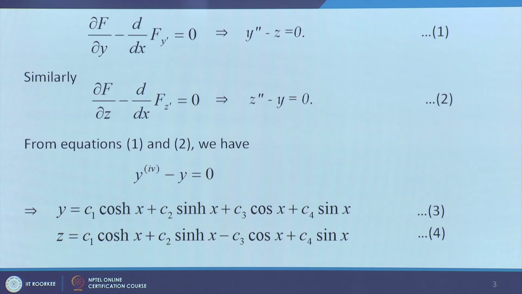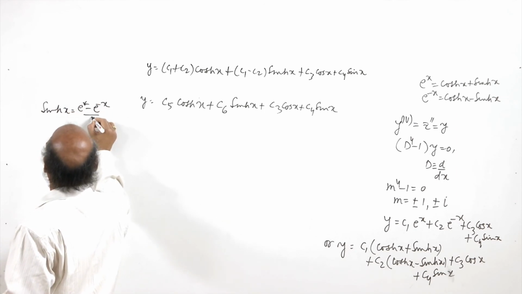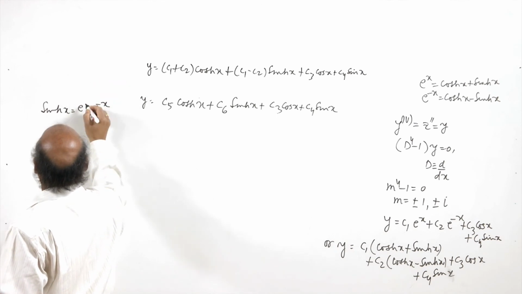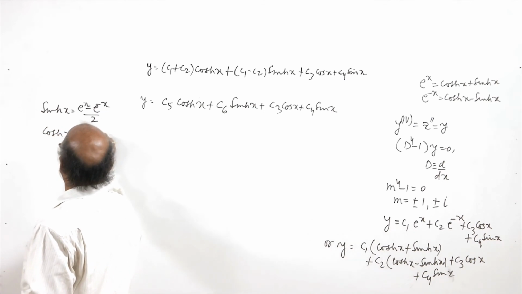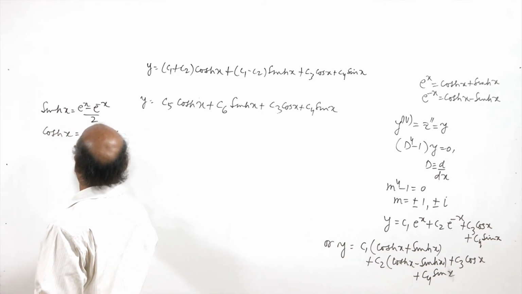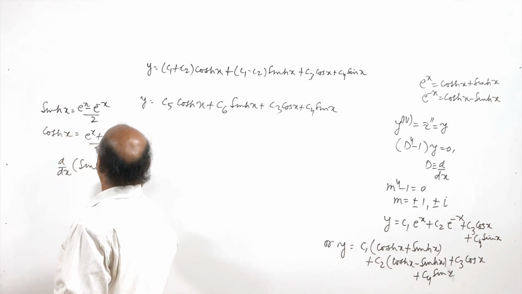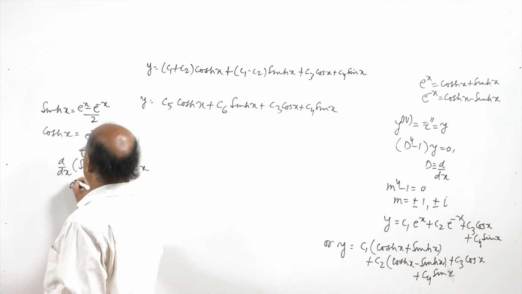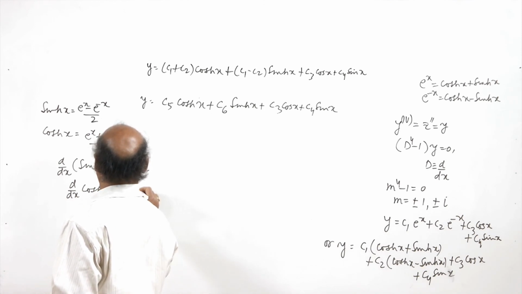Derivative of cosh x is sinh x, and derivative of sinh x is cosh x. This we can see easily here. Sinh x is (e to the power x minus e to the power minus x) by 2, and cosh x is (e to the power x plus e to the power minus x) by 2. So d over dx of sinh x is cosh x, and d over dx of cosh x is sinh x.